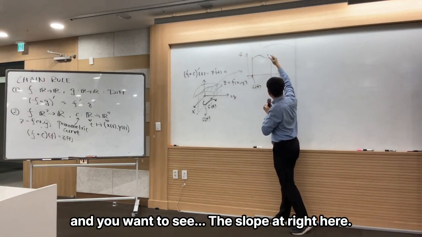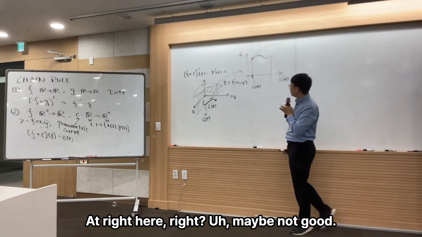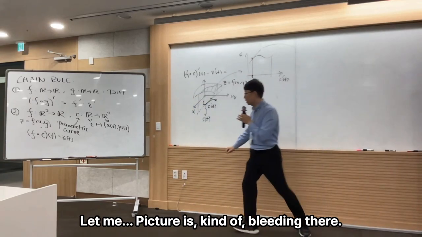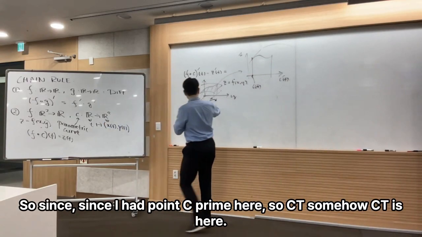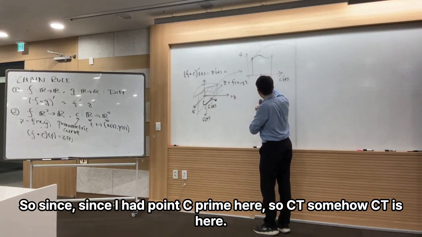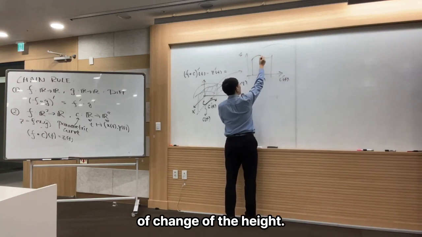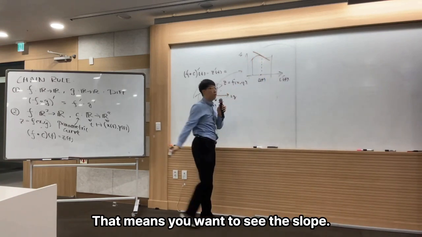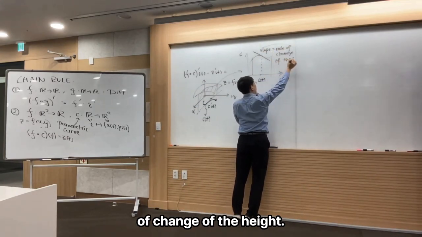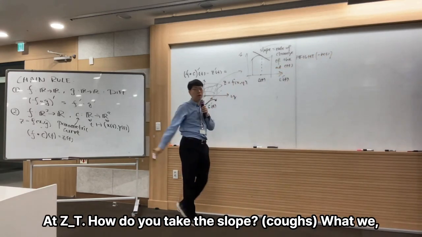And you want to see the slope at right here, right? Maybe not right here. Sorry, the picture is kind of misleading. Since I had point c prime here, somehow c(t) is here. You want to see the rate of change of the height. That means you want to see the slope. This slope is the rate of change of the height. The height is actually z(t) at c(t), right? How do you take the slope?